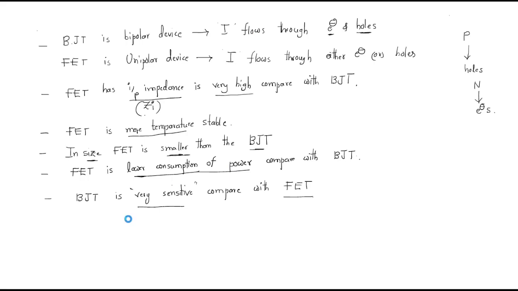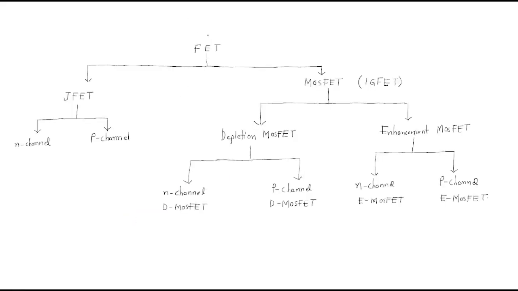Okay, next. This field effect transistor generally has two types. One is JFET, another one is MOSFET. What is the JFET? JFET means junction FET. And we have the MOSFET here. Another name is IGBT.